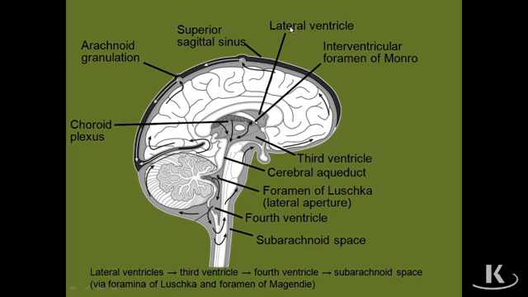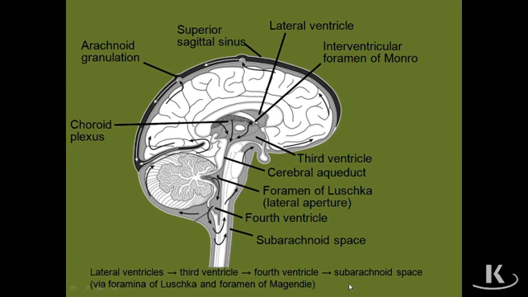CSF must leave both lateral ventricles by passing through an interventricular foramen of Monro to enter the midline third ventricle. And then all of the CSF that is entering the third ventricle must pass down through the narrow cerebral aqueduct and enter the fourth ventricle, which basically are its exit points into the subarachnoid space.